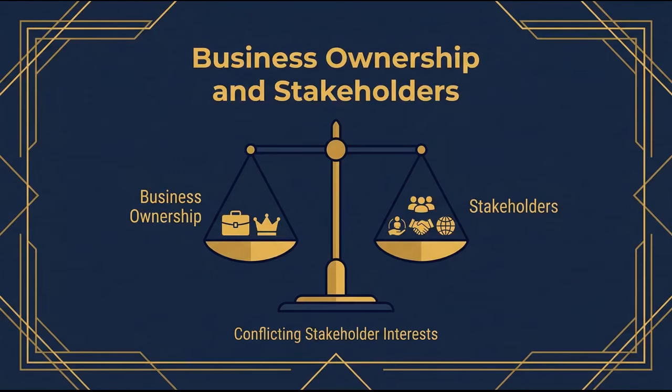Lesson 2. Business Ownership and Stakeholders. In a mixed economy, like Malta, resources are allocated by both private enterprise and the government. Private sector firms are usually owned by individuals or shareholders, aiming for profit. In contrast, public sector bodies are owned or controlled by the state to provide public services.